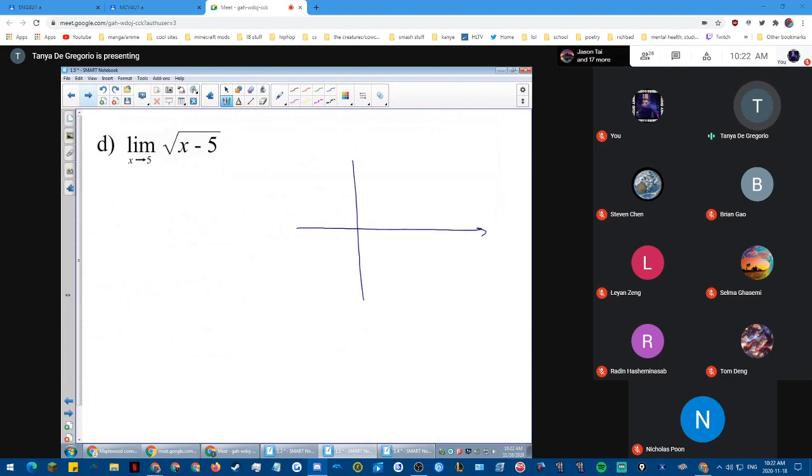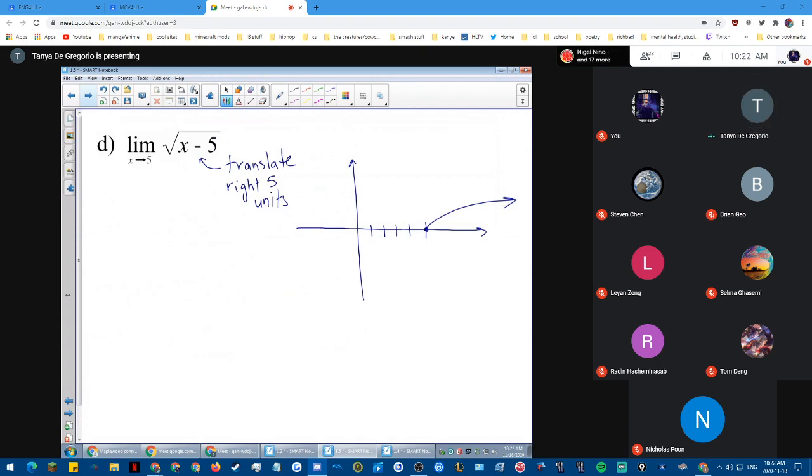How do I draw this function? It's been shifted to the right 5 units. I know that from this. And then it's just your regular root function. I don't need the exact points. There's no negatives in there. There's no horizontal transformation. There's no vertical transformation, right? So we're good.